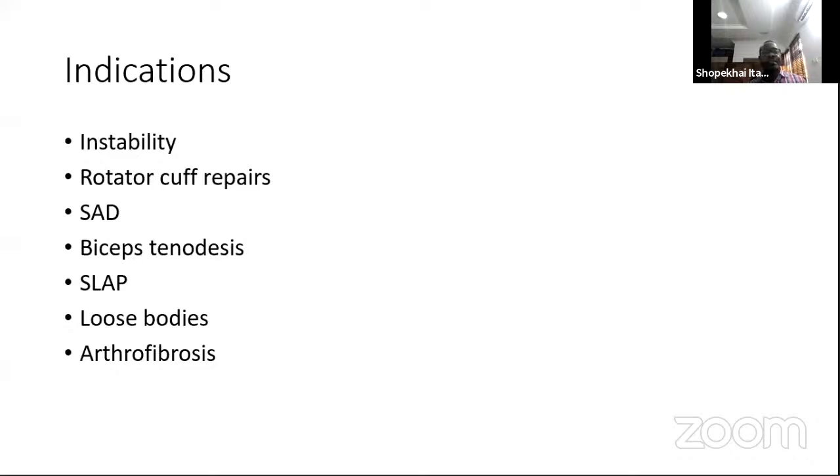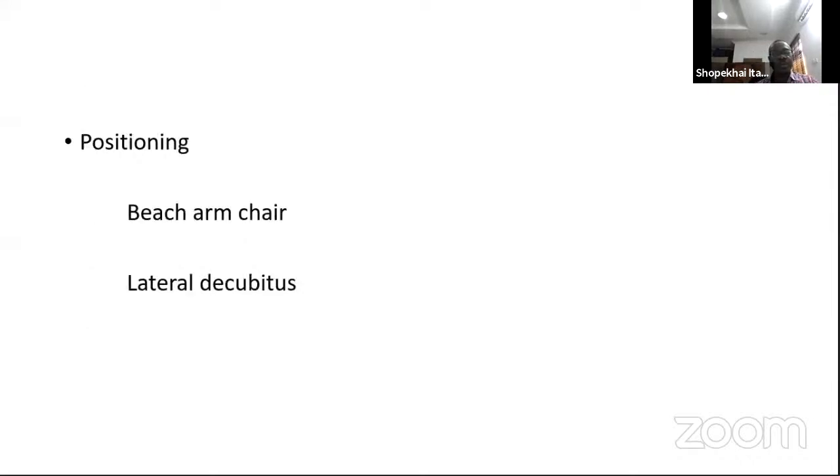Indications will be instability, rotator cuff repairs, subacromial decompression, biceps tenodesis and tenotomy, SLAP lesions, loose bodies, arthrofibrosis with joint stiffness. And in cases of calcific tendinitis and the like, all can be addressed with the arthroscopic approach. Positioning, there are two positioning done, beach armchair and lateral decubitus.